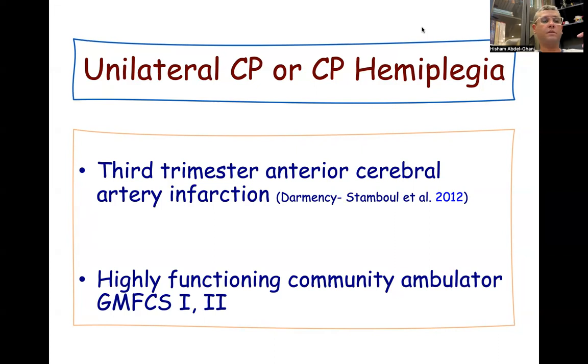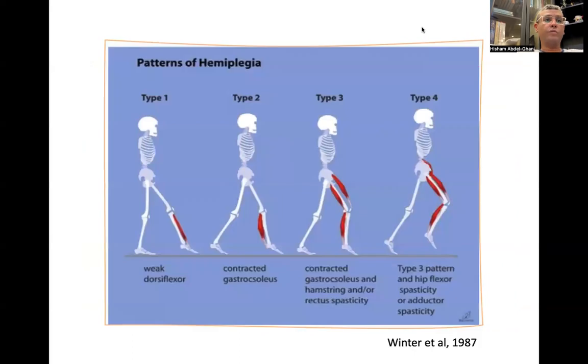Most of the patients with unilateral cerebral palsy are highly functioning community ambulators, and most of them are Gross Motor Function Classification System level 1 or 2. The minority are level 3. It is very rare to find pure or isolated unilateral involvement that is GMFCS level 4.